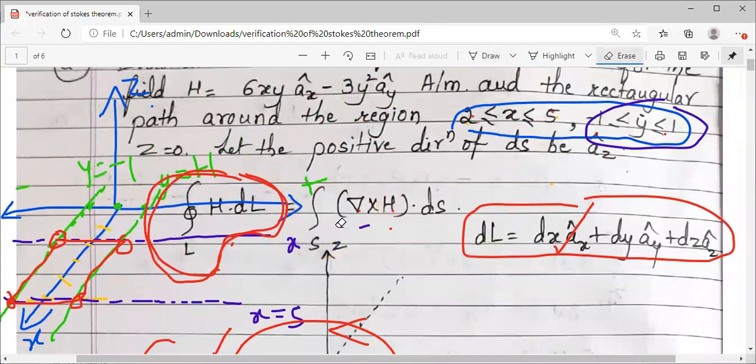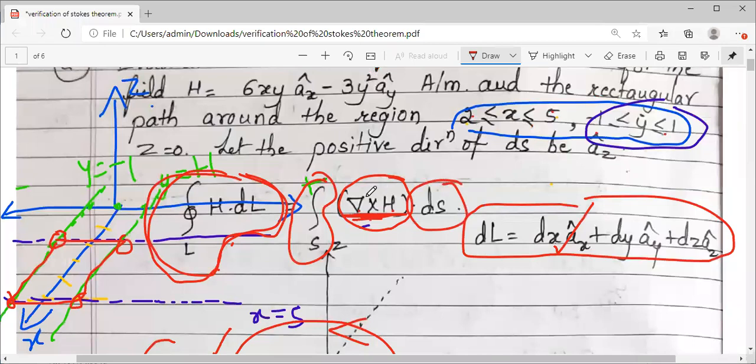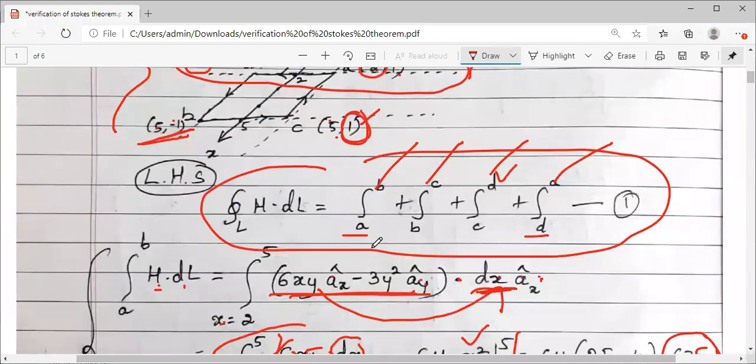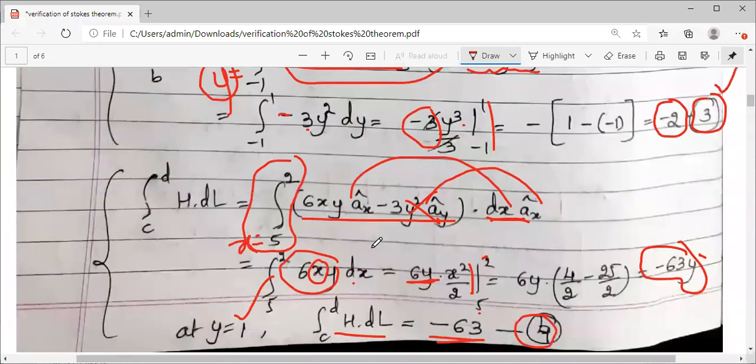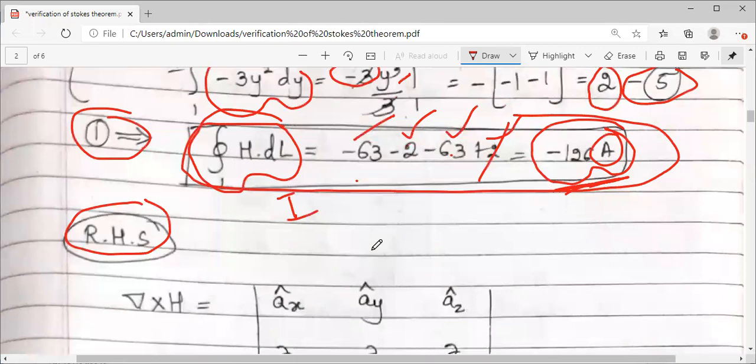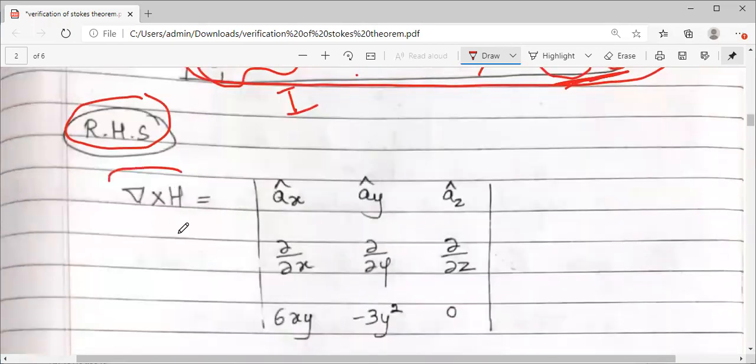You can see this is the RHS. You should have the surface integral of del cross H. So you have to calculate del cross H first, then integrate it over the surface. Okay. So del cross H, that is curl of H, you have to calculate. For that, it is again the rectangular coordinate system. Simple, it will be the determinant form. See, this is the del cross H: Ax, Ay, Az, dou by dou x, dou by dou y, dou by dou z, Hx, Hy, Hz.